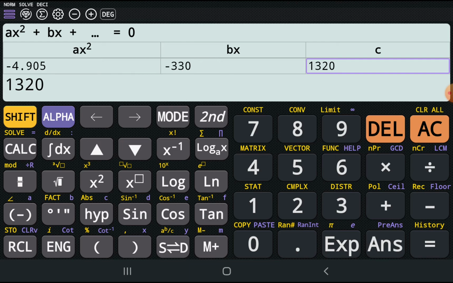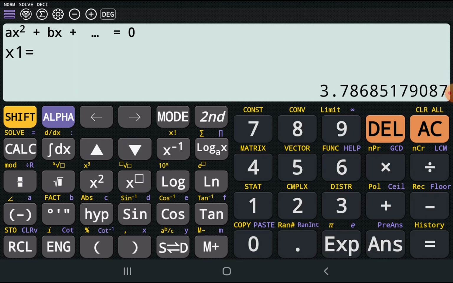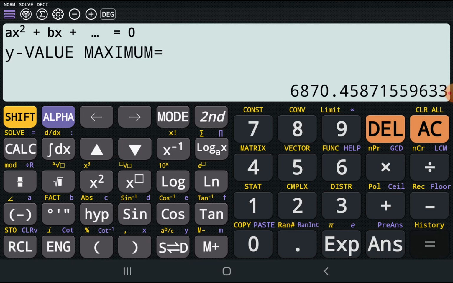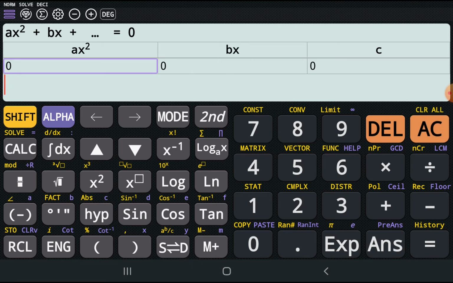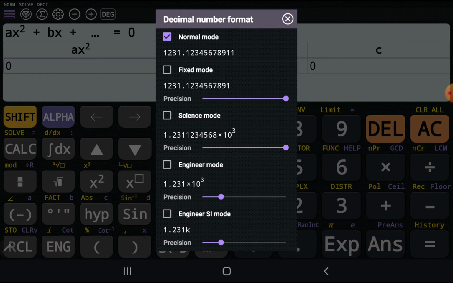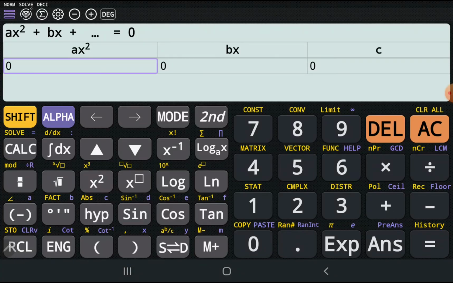Okay? When you press equals on your calculator, you will notice that you will have this value 3.786 or 3.79, and this negative. Take note, this negative is not useful because it is time, so there is no negative in time. Another option is that we will use your shift solve.